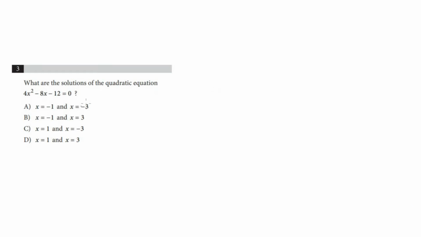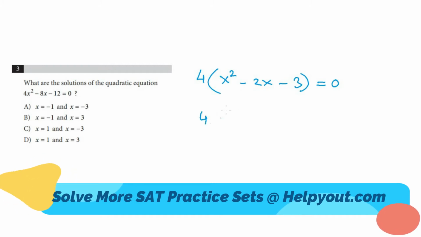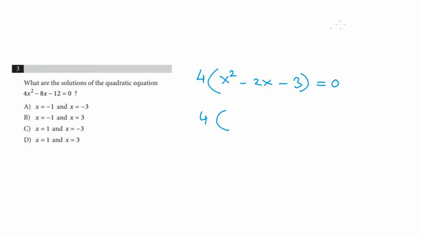We will solve this problem using the factoring method. We can factor out 4 from this given expression. So, it becomes 4 times, within the bracket, x square minus 2x minus 3 equals 0. Now, we have to factor minus 3 so that the sum of the factors equals minus 2. We can do that with minus 3 and 1. Minus 3 plus 1 equals minus 2, matches, and minus 3 times 1 equals minus 3, matches.